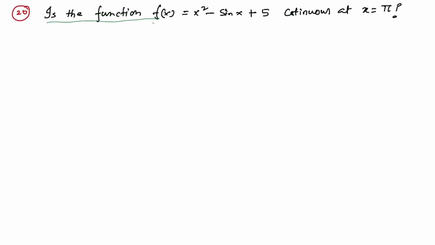So, question number 20, here you see: is the function f of x equal to x square minus sin x plus 5 continuous at pi? Is this continuous at pi or not? So, that has to be checked here. Now, here we will use this condition. At a point x equal to, suppose, c, a function is continuous when left hand limit is equal to right hand limit is equal to f of c.